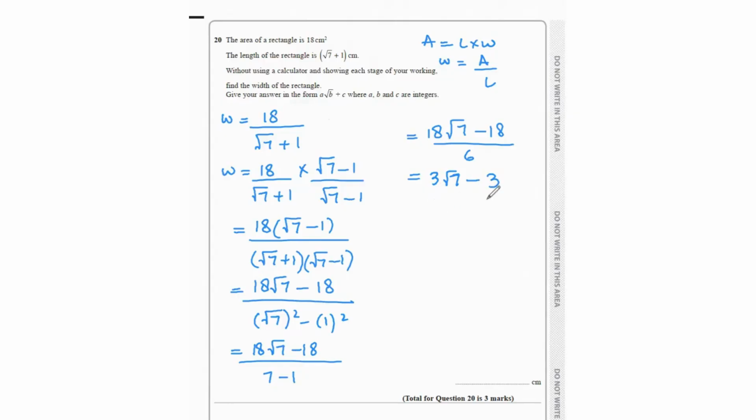So A is 3, B is 7, and C is negative 3. This is your width of the rectangle.